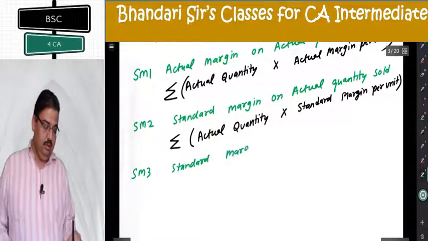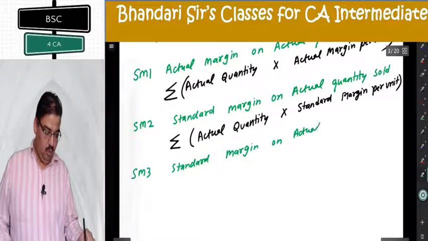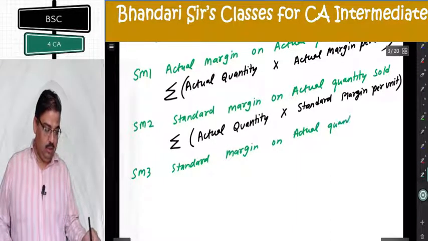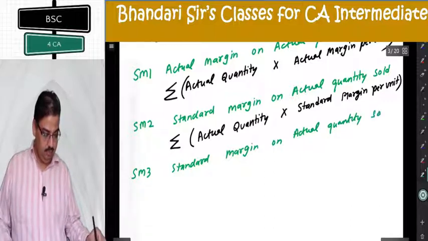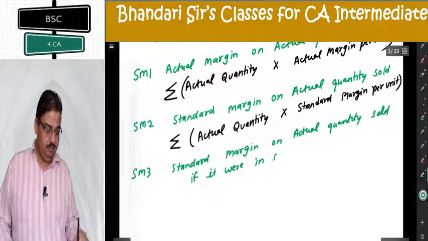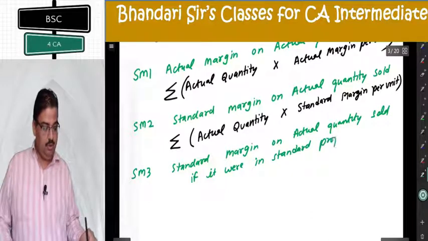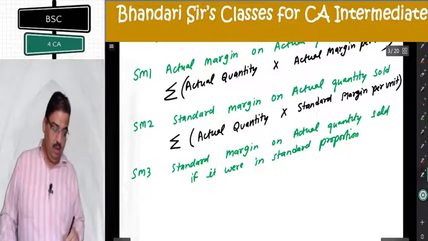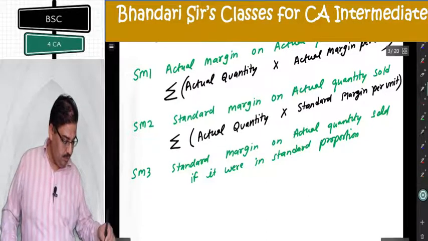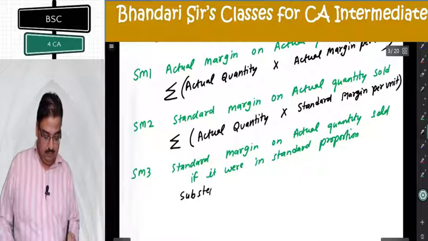Standard margin on actual quantity sold if it were in standard proportion. Same sub-steps as we applied earlier.